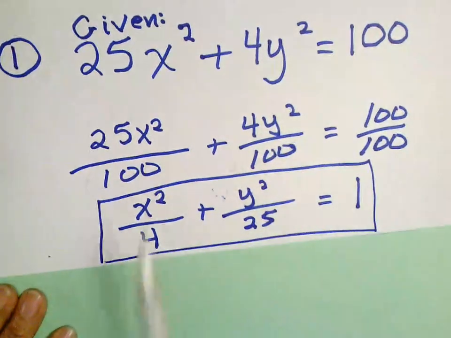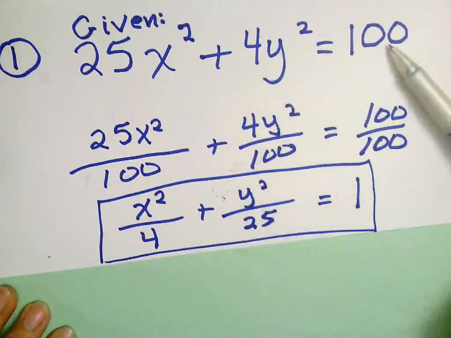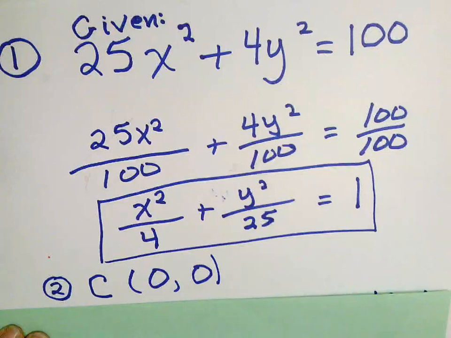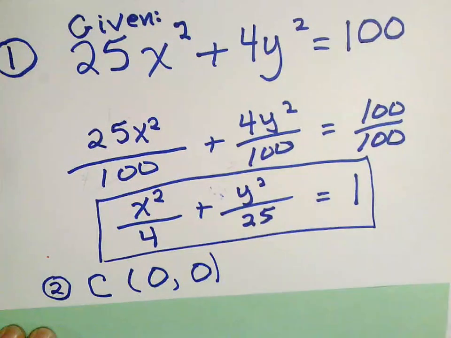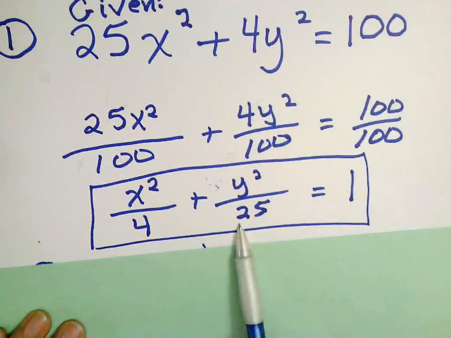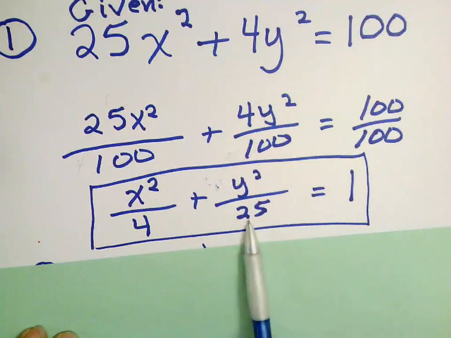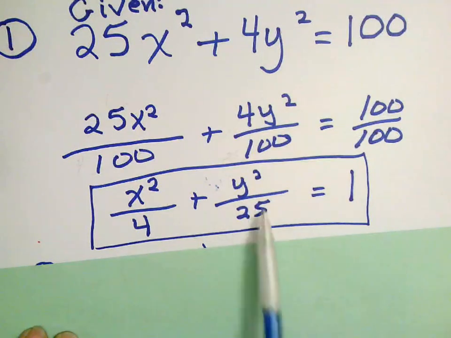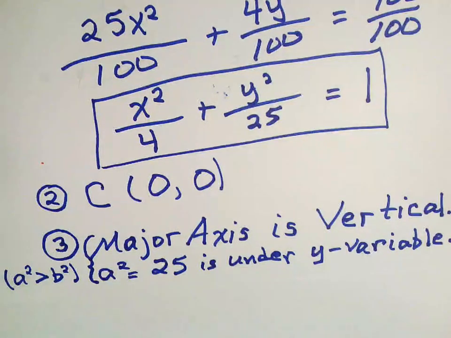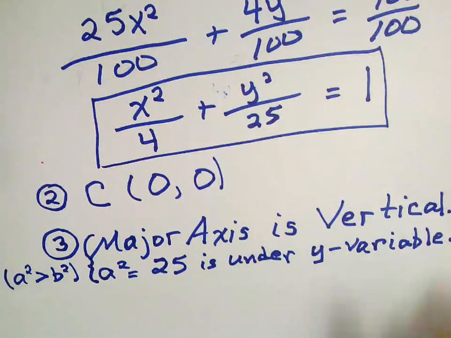It started out like this. We had to make the right side equal to 1, so we divided all 3 terms by 100. And then we have to find the center. Since nothing is being subtracted from the x or the y, the center is at the origin, 0, 0. And notice that the larger denominator is 25. That is our a squared. Remember, for an ellipse, the larger denominator is a squared, and it's under the y variable. So that means we're going to have a vertical major axis because a squared, which is 25, is under the y variable. Again, a major axis that is vertical.